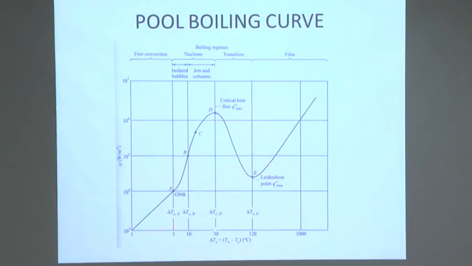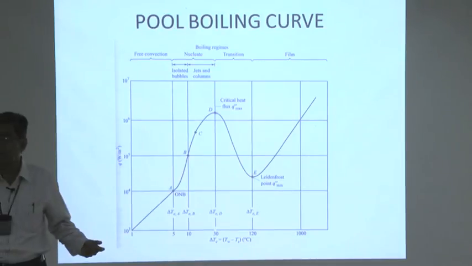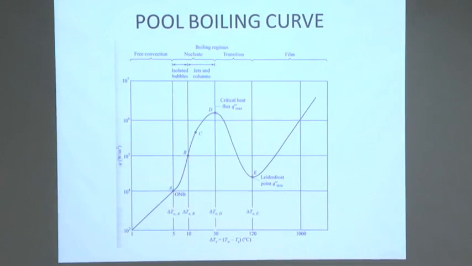Now initially, this quantitative data is plotted in a log-log graph. This quantitative data, which is not written in the figure, is for water at 1 atmospheric pressure. Otherwise the quantitative figures have no meaning. This will vary from liquid to liquid.